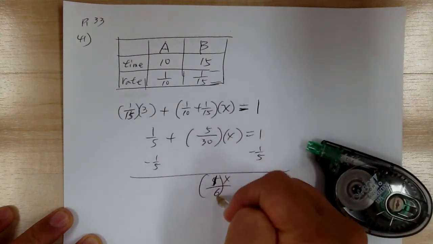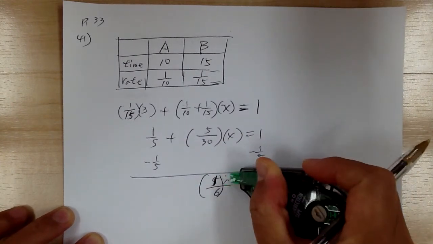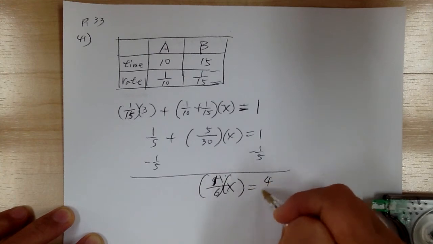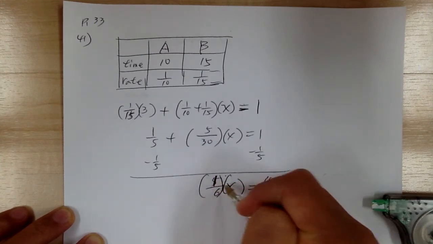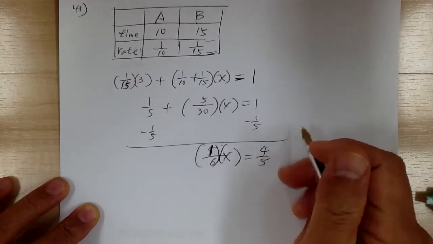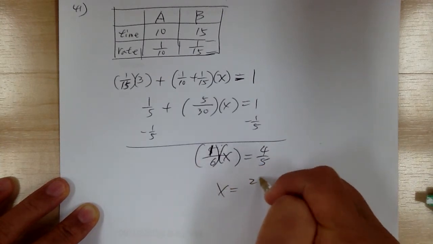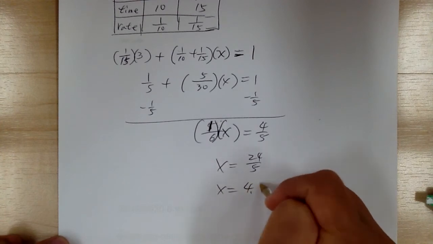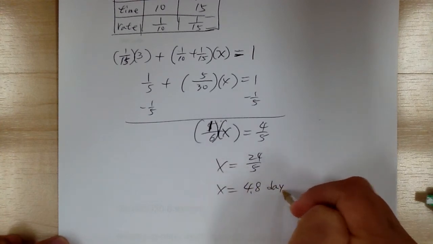Okay, let's do this. Then after that, multiply by 6. So x equal to 24/5. So x equal to 4.8 days.